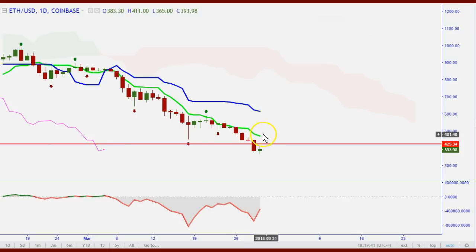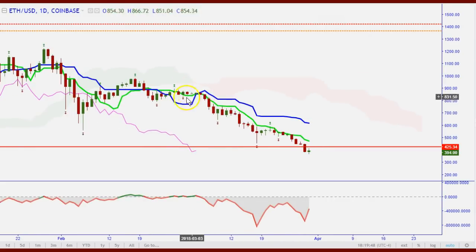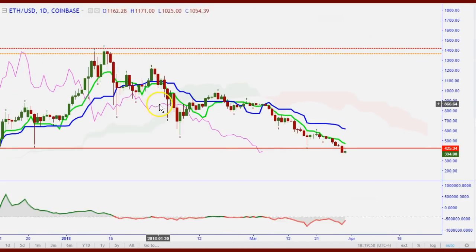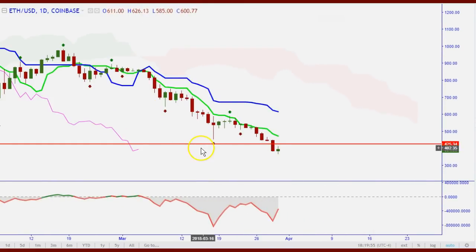back to your Tenkan-sen level. That's where I'm going to trade. The market loves to follow this Tenkan-sen level. But you can see I get bounces on this level, and this is where I trade long or short a lot of times. And you also get your Kijun-sen level too. So just watch for those.